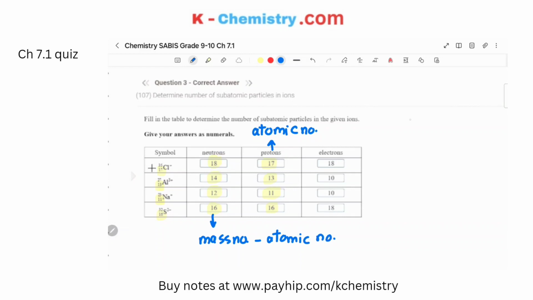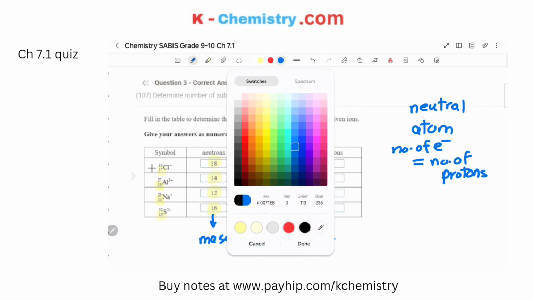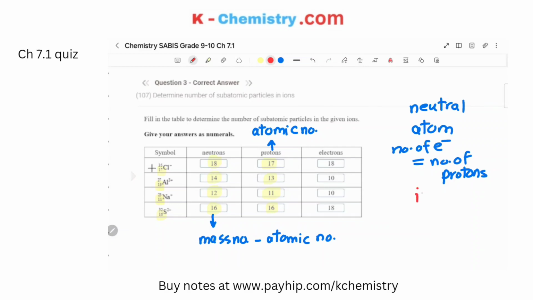What about the electrons? If it is an atom, the number of electrons is the same as the number of protons. If it is a neutral atom, it has no charge, no plus or minus, and the number of electrons is equal to the number of protons, or the atomic number. If it is an ion, it can be a cation, which is positive. A good way to memorize the name of the cation is that there is a plus in it. So it is a positive ion. Here the number of protons will be more than the number of electrons.